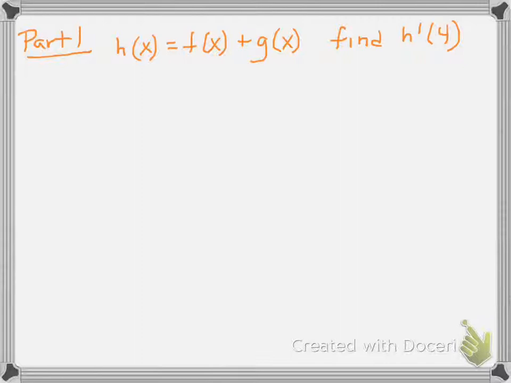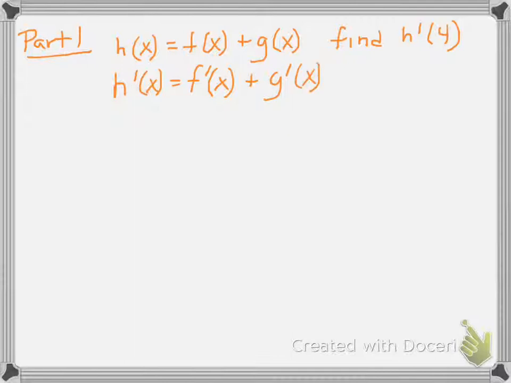Part 1 gives you h of x, which is f of x plus g of x, and you have to find h prime of 4, or the derivative of h at 4. So first of all, for this particular problem, we're going to be using just the basic derivative power rule. And if I want to find a derivative of h of x, I have to find a derivative of f, which is f prime of x. And then I have to also find a derivative of g, which is g prime of x.